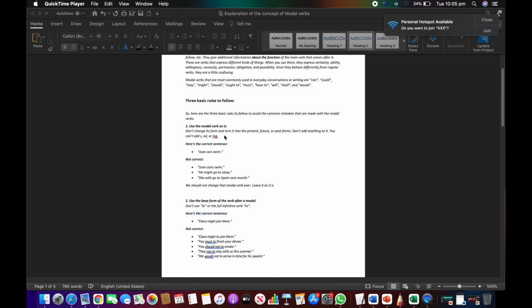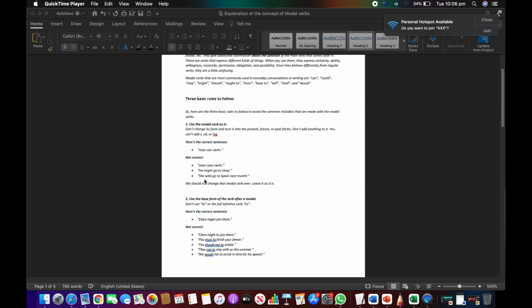Don't change its form and turn it into the present, future, or past forms. Don't add anything to it. You can't add s, ed, or ing. Here's the correct sentence: Joanne can swim. The incorrect version is: Joanne cans swim. He might go to sleep. She wills go to Spain next month. We should not change that modal verb ever. Leave it as it is.